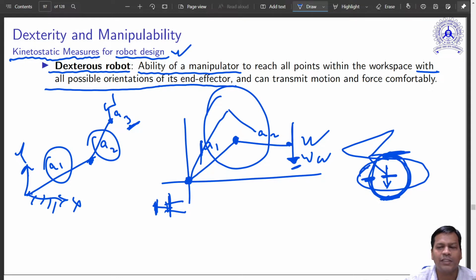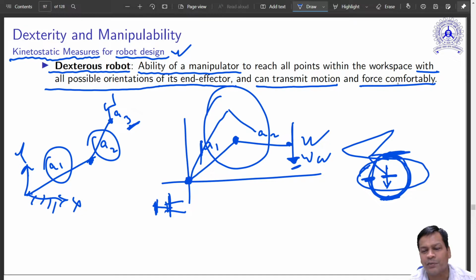Similar would be the definition even in the case of a spatial robot. Got it? So with all the possible orientations of its end effector, a robot should be able to go. That space is known as the dexterous space and can transmit motion and force comfortably. Transmit both motion as well as force. These are two different things. Now again, we'll talk about this once again in the second definition of this. Let us go there now.